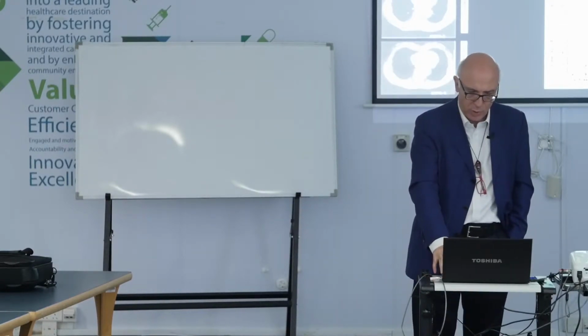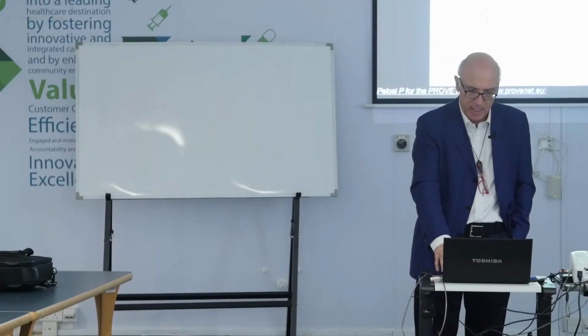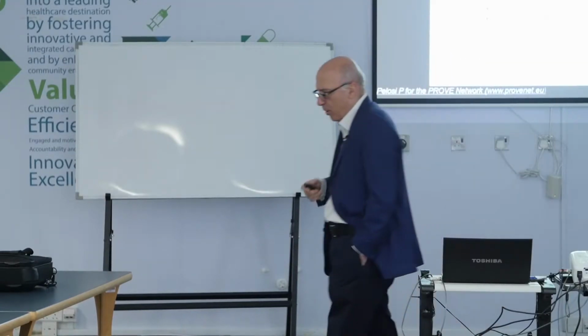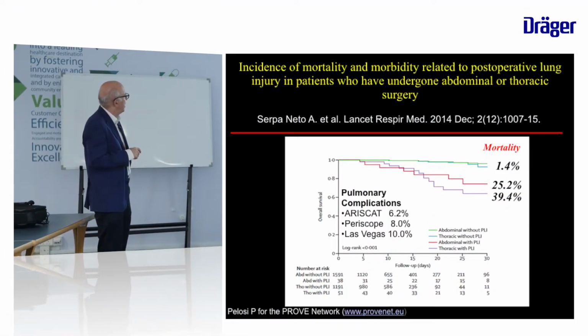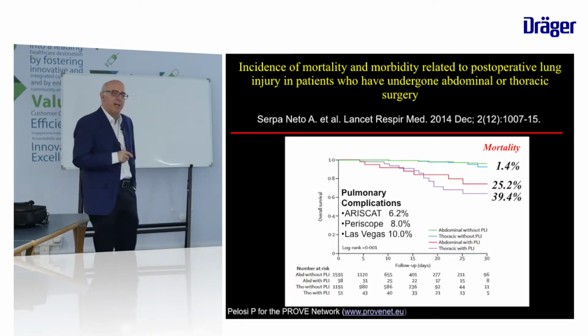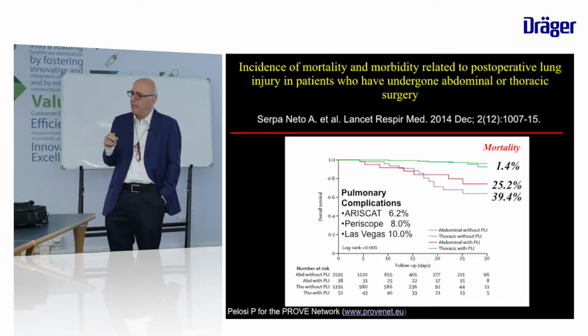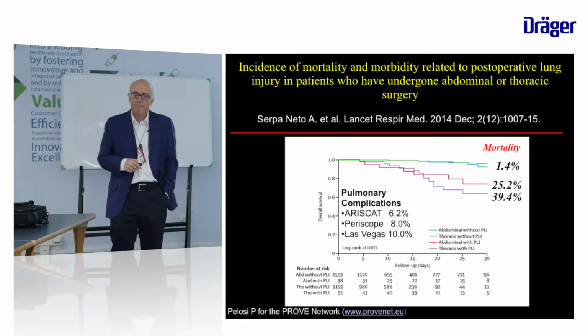I will show you also some very recent magnetic resonance data we got about this. These are data related to postoperative complication and pulmonary function. On average in our studies, we found around 8 to 10% of the patients developing pulmonary complication after surgery. So it's not a minor problem.